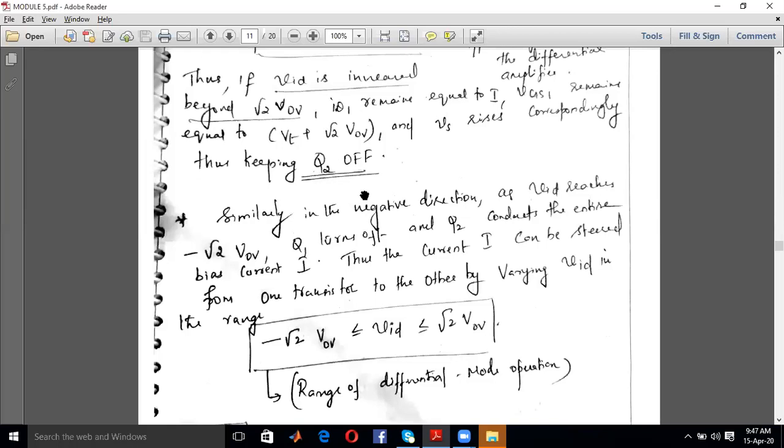Similar approach. So now I need to derive this again. Similar approach in the negative direction, you will find that the maximum VID should be minus root 2 VOV, so as to turn off Q1 and at the same time turn on Q2, and so that the entire current I will be flowing through Q2 at the same time Q1 remains off.